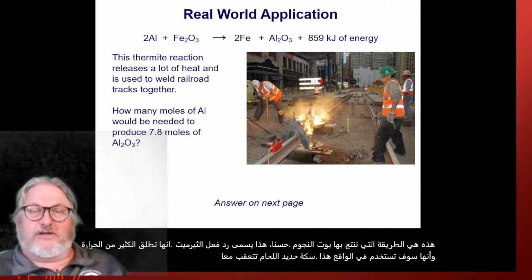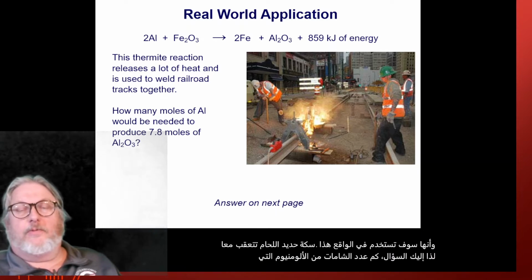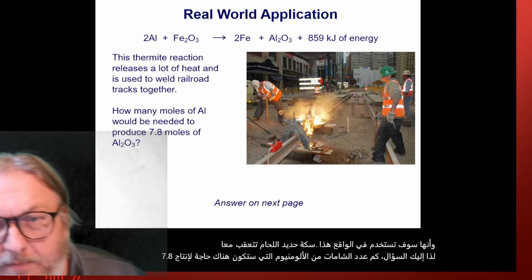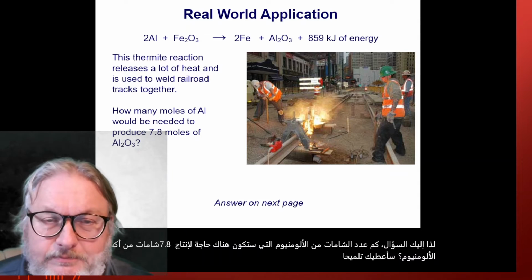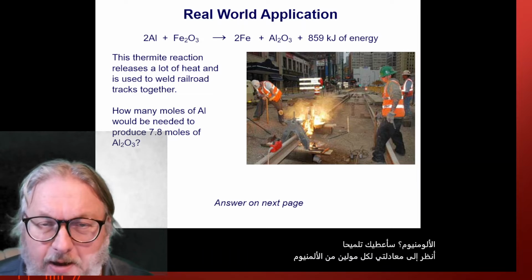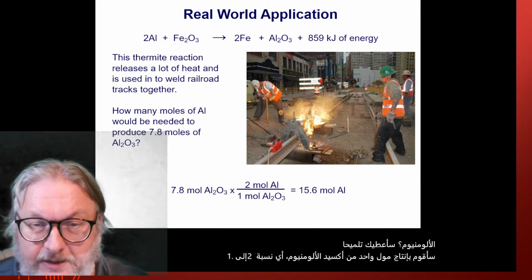So here's the question. How many moles of aluminum would be needed to produce 7.8 moles of aluminum oxide? I'll give you a hint. If I look at my equation, for every 2 moles of aluminum, I'm going to produce 1 mole of aluminum oxide. So that's a 2-to-1 ratio, right? So this is how we did it.